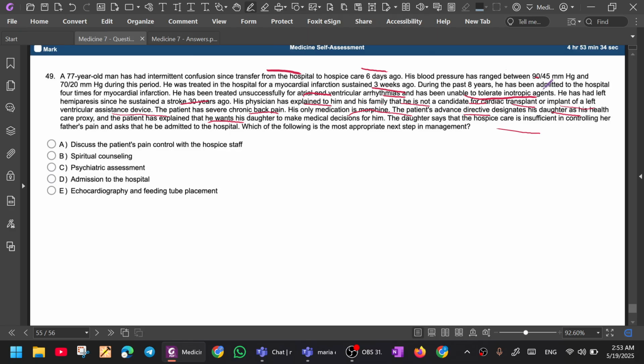Admission to the hospital. Ensure the patient's pain is controlled with the hospice staff.